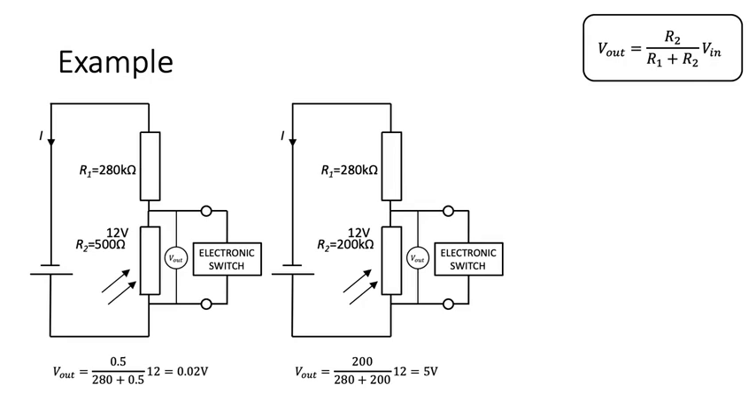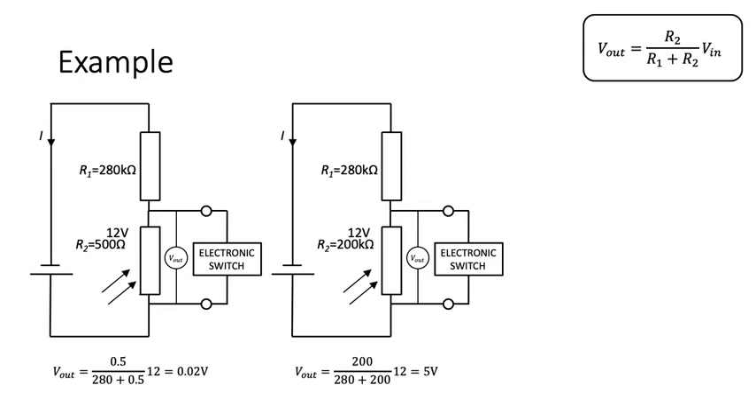If we were to do this in bright light, okay, in bright light we would have only 500 ohms on R2, then the proportion of the total is going to be much smaller, and therefore the output will be much smaller. In this case, 0.02 volts, therefore the switch will not turn on, the light will not light.